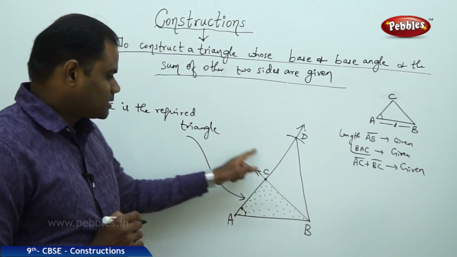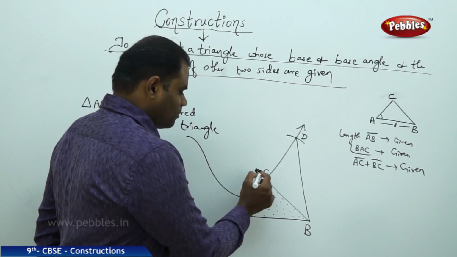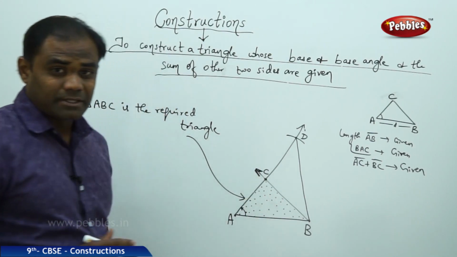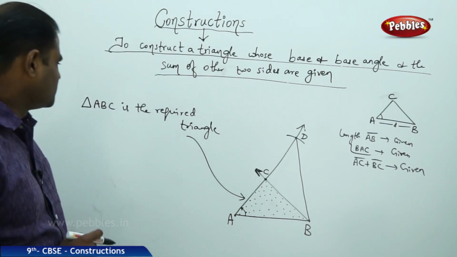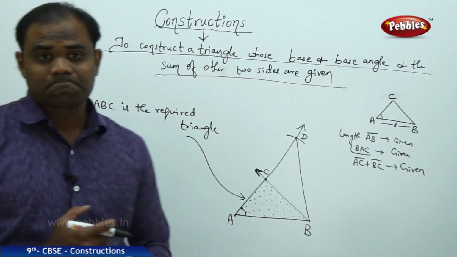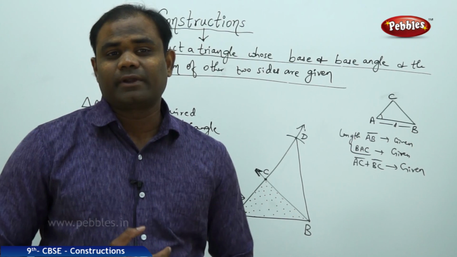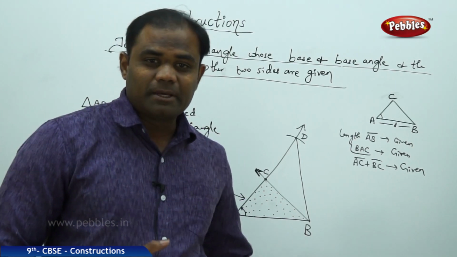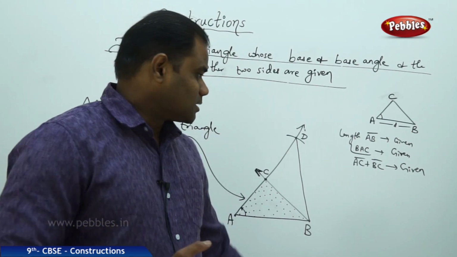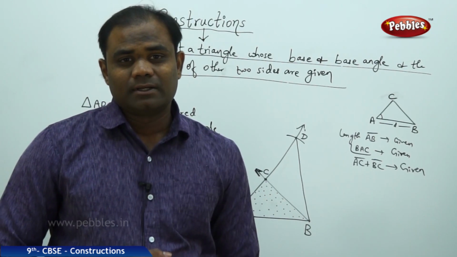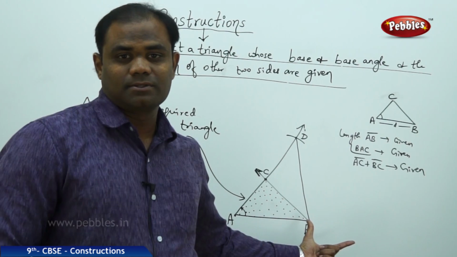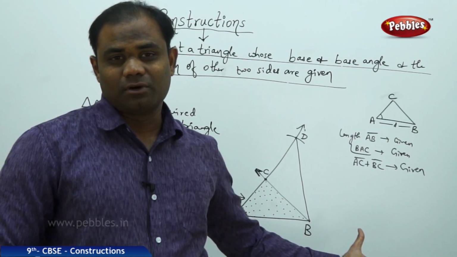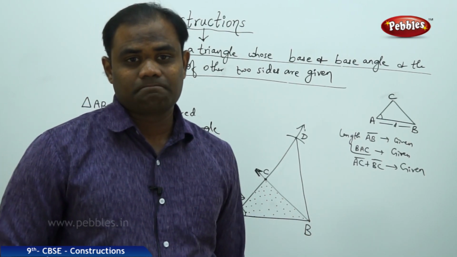So this angular bisector which cuts at C will form a triangle ABC as represented by the dotted region. And this dotted region is the triangle ABC and is called the required triangle. Given the base and the base angle and the sum of the other two sides, a triangle ABC can be constructed using this process. Construction of triangle ABC.